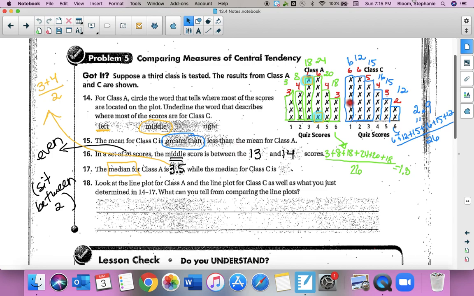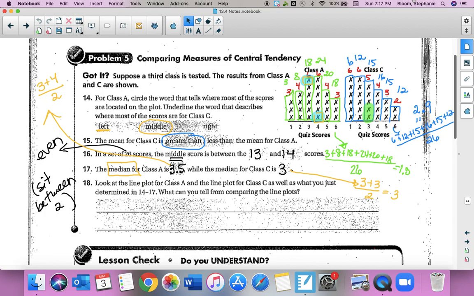Now, if I go to Class C, so let's count where the 13th and 14th spot are. So 1, 2, 3, 4, 5, 6, 7, 8, 9, 10, 11, 12, 13, 14 are right here. So this time, when I do that middle, those 2 numbers represent a 3. So I add them up. It's only 2 numbers. I divide by 2. 6 divided by 2 is 3. And so the median for Class C would be a 3.